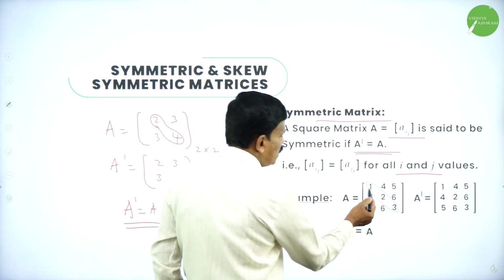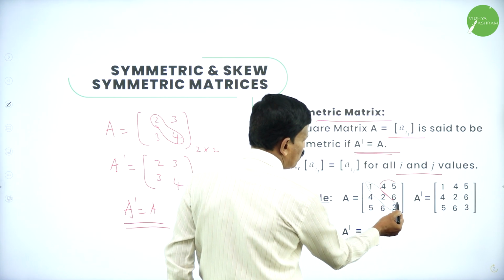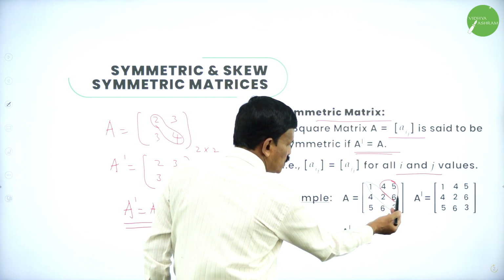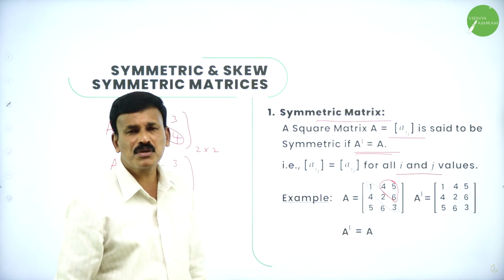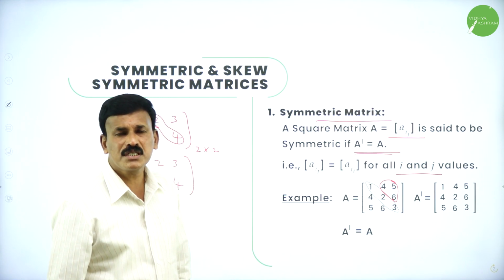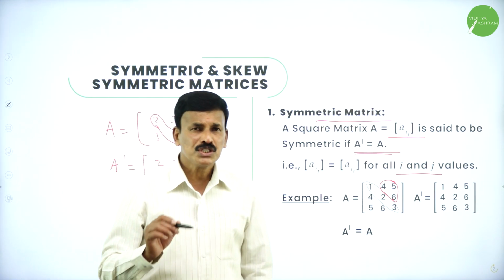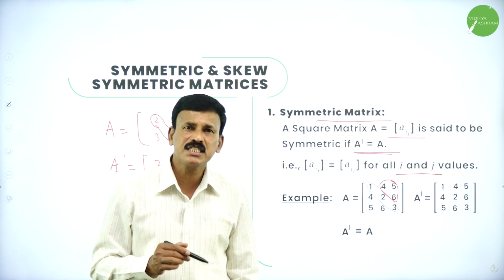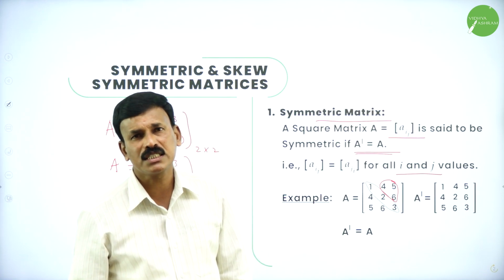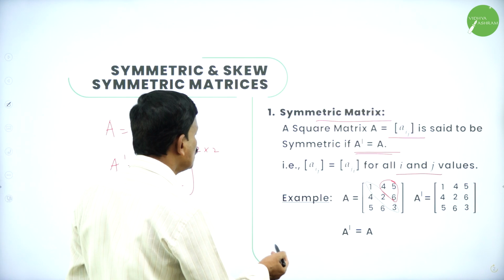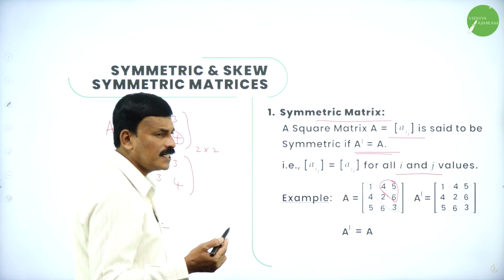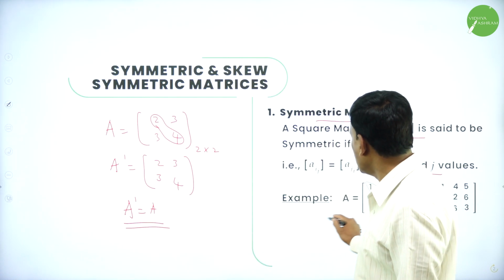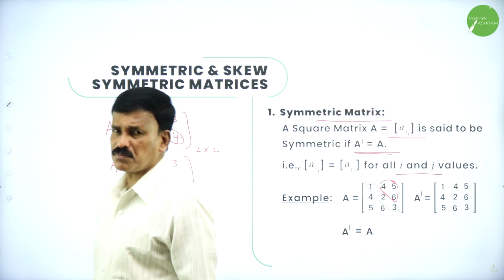That is, all the elements above the principal diagonal must be equal to elements below the principal diagonal. See, 4, 5, 6. Elements above the principal diagonal are the same as elements below the principal diagonal. Such a matrix is called a symmetric matrix. So, in general, if you transpose a square matrix and you get the same matrix, such a matrix is called a symmetric matrix. Here, a square matrix A is said to be symmetric if and only if A dash is equal to A, the transpose is equal to the same matrix. These are examples for symmetric matrices.